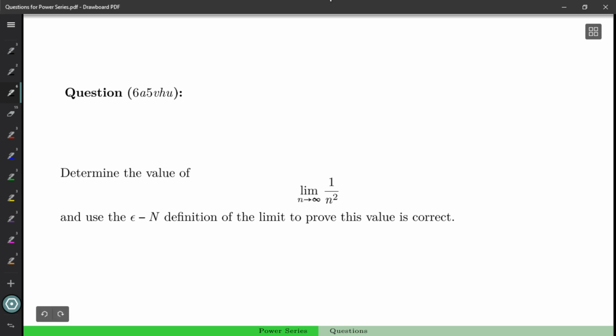Determine the value of the limit of 1 over n squared as n tends to infinity, and use the epsilon-N definition of the limit to actually prove this. So it's not that hard to see that as n tends to infinity, n squared is just going to become bigger and bigger and bigger. We're dividing 1 into more and more pieces, so each piece must be smaller. This is going to have a limit that's equal to 0. But now we actually have to prove that.